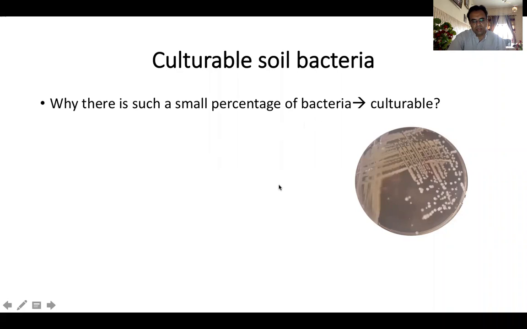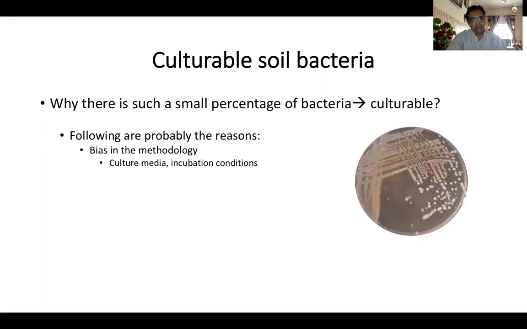Again, as I already talked about that question, why there is such a small percentage of bacteria that is culturable? There are a few important facts about that. So we can find probably some rationale in that. First is the bias in the methodology. That can be the reason that some bacteria are cultured and we can see them on plates, while others we don't see. For example, we use some culture media in the plates. Again, all the culture media are different from each other, and this is of course a kind of biasness for the bacteria. Some bacteria may better grow in some particular culture media and others may not.